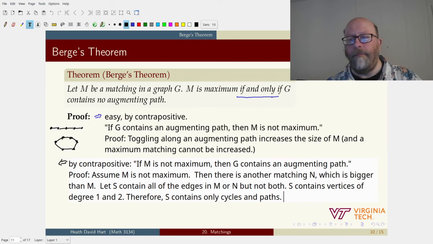And we can say more, because the cycles it contains have to be even cycles. Here's why. I look at the edges along the cycle. This edge is in M. The next edge has to be in N, because this vertex can't be repeated. That means this edge has to be in M, because this vertex is not allowed to be repeated. So then this edge would have to be in N, this edge would have to be in M, this edge would have to be in N. And I have to end with an even number of edges so that when I end, the last edge and the first edge are not part of the same matching. So S contains only cycles and paths.